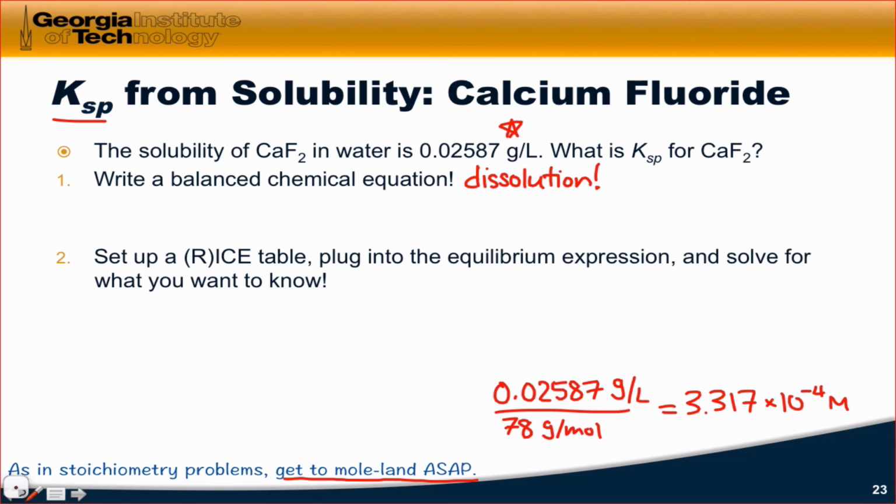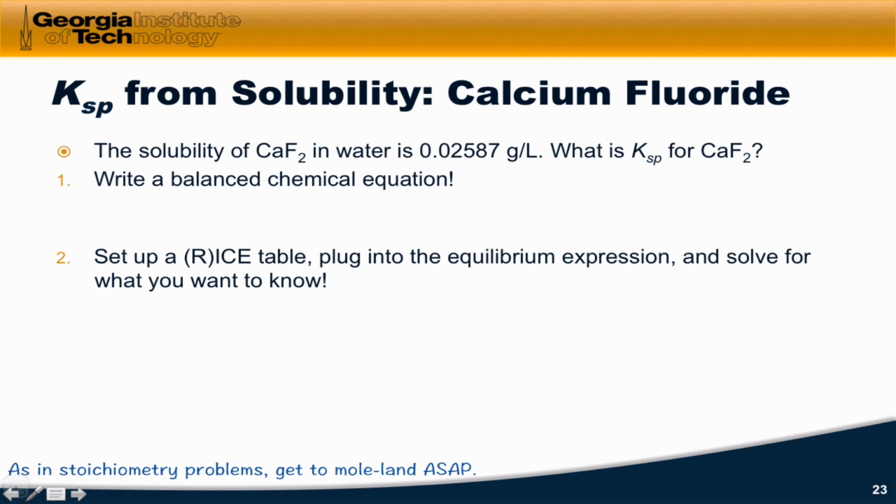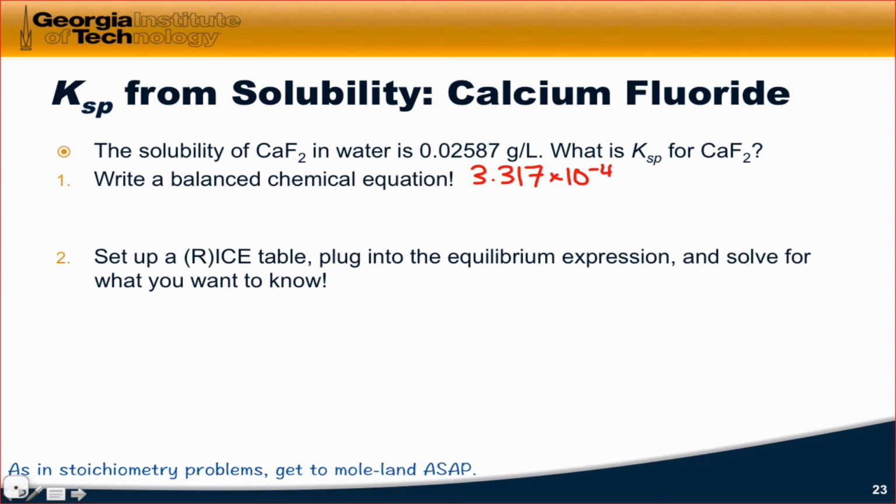So I'm just going to reproduce that underneath the mass solubility up here. We found that this was equivalent to 3.317 times 10 to the negative 4 moles per liter of CaF2 that we're able to dissolve in solution. And it's important to note what we're actually talking about here, because for each mole, for example, of CaF2 dissolved, we get 1 mole of calcium 2 plus ions and 2 moles of F minus ions.